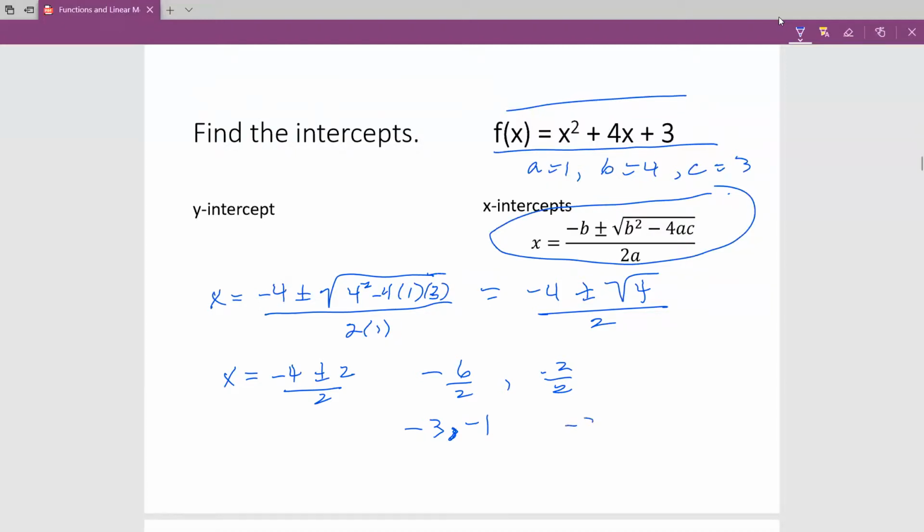So the x-intercepts are minus 3 and 0, and minus 1 and 0. That's where y is equal to 0.